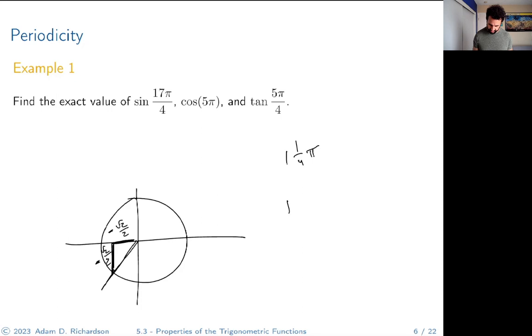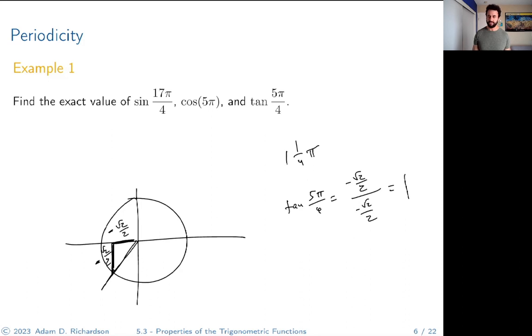We're going to get this. Tangent of 5 pi over 4 is going to be negative root 2 over 2 over negative root 2 over 2, which is 1. And then it's always good to do a little check, right? What am I saying when I write this down? What does that really mean? Tangent of 5 pi over 4 is 1?